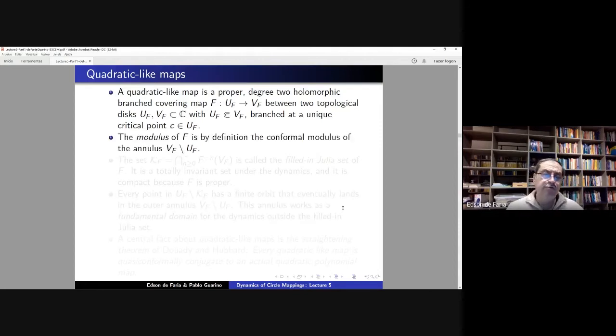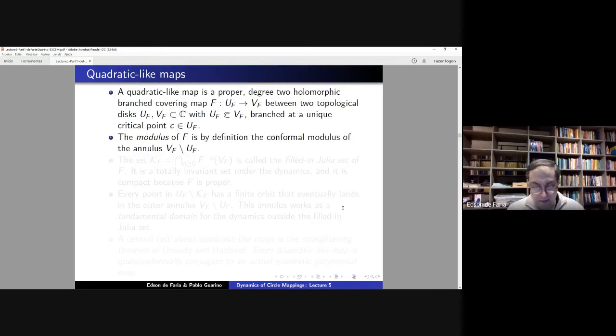So the modulus of a quadratic-like map is defined to be the conformal modulus of this annulus, which is the codomain minus the domain, okay? If you want to think of a trivial example of a quadratic-like map, just think of the map z goes to z squared, okay, taking a disk of radius 2, say, to a disk of radius 4, in which it is compactly contained, right? So that's a very simple example.